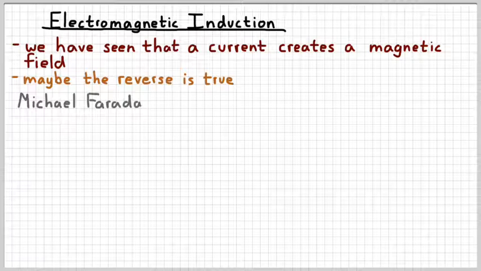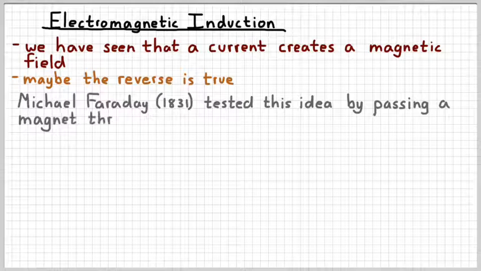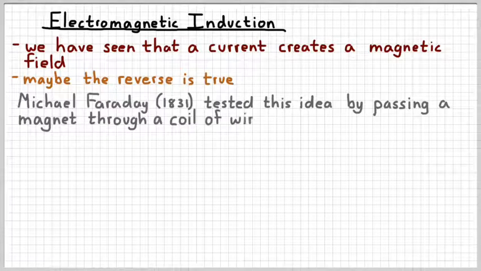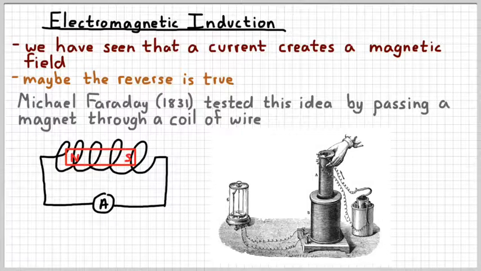And so the person that tested this idea was a fellow by the name of Michael Faraday, who in the year 1831 or so actually passed a magnet through a coil of wire to see if he could create an electric current from it. And so a basic picture might look something like this. You got a coil of wire hooked to an ammeter, and then you put a magnet inside of it. A picture of his experiment would look something like this. This is a sketch from his notebook.